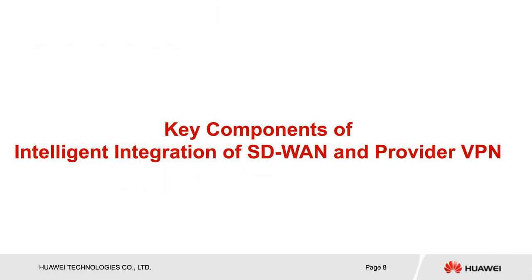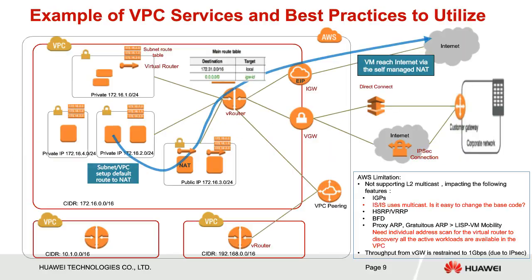So let's look at some of the key components of how we integrate SD-WAN with Provider VPN. Earlier in the audience poll, we had 40-some percent of the audience thinking this is important for them. Let's look at how it works technically. It's probably a bit too detailed on the technical aspect, but bear with me. If you have questions, you can ask at the end, and you can also send me emails to talk about it. So let's start with looking at a typical cloud data center, and how an enterprise connects to their workload in the cloud data center.